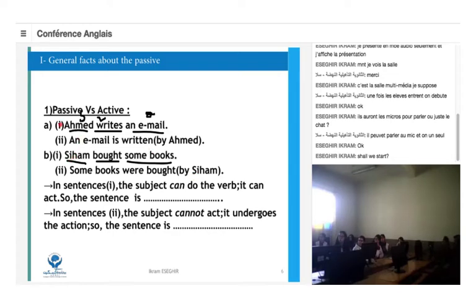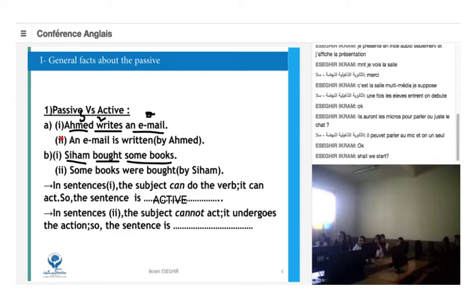So if you look at this sentence and this sentence, in these sentences, the subject can do the verb. It can act. So the sentence we write is what? When the subject does the verb, we say that the sentence is active. Because the subject, Ahmed, can write. The subject, Siham, can buy books. So the sentence is active.